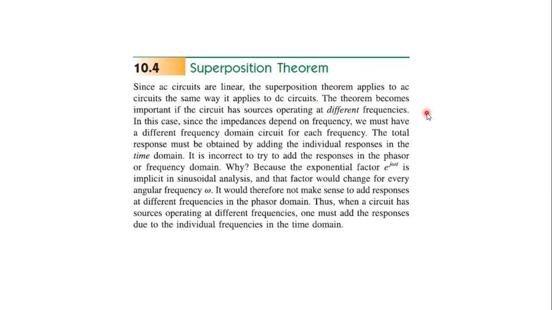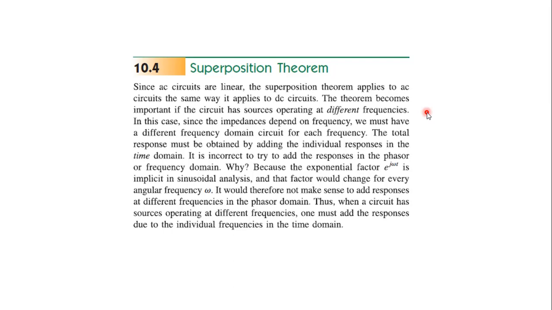To apply the superposition theorem, we will consider the voltage source alone first and find out what is the current in a particular branch. Then we will consider the current source alone and find out what is the current in that particular branch. Then add up the two responses, that is, the response due to the voltage source alone and the response due to the current source alone.